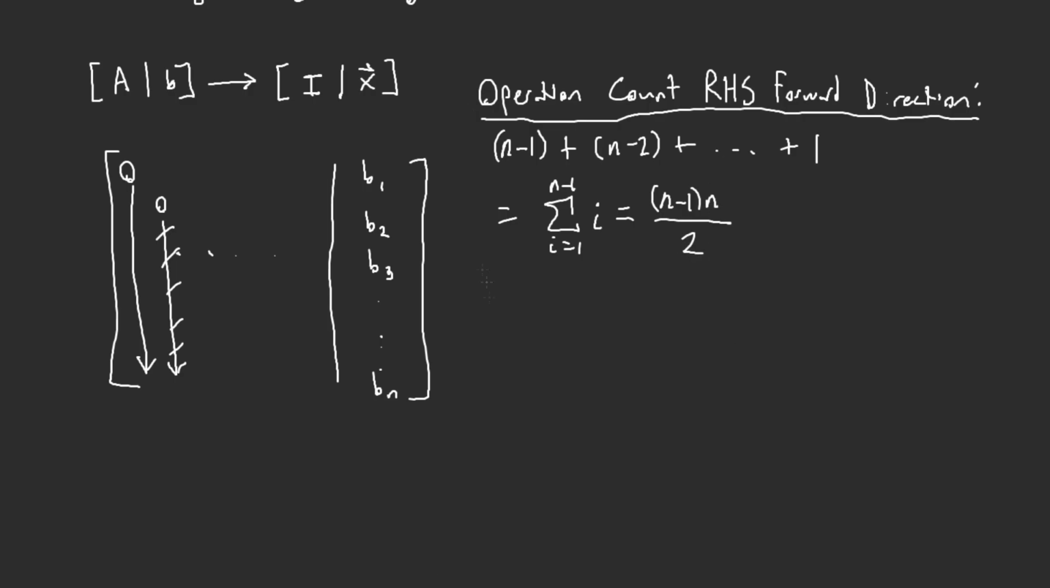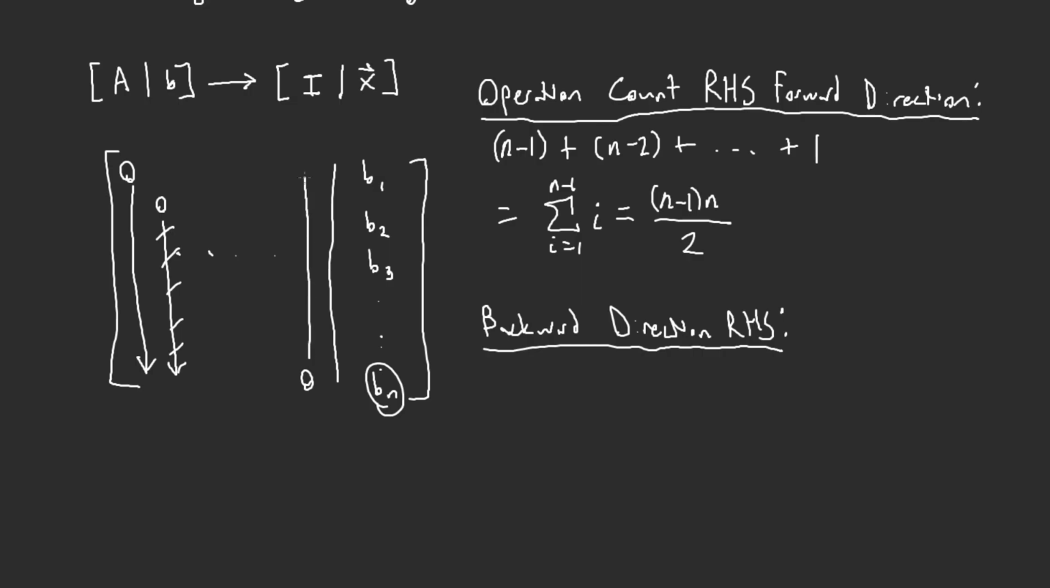Now, what about in the backward direction? In the backward direction on the right-hand side, well, the first thing that we do is we need to change this last pivot to a 1. And so that's going to cost one operation to divide. And then we don't need to worry about the entries on this side because they're all going to be zeros. Never mind, we're only working on the right-hand side anyway. So I need to divide this by the pivot, and then I need to knock out the entries above this.